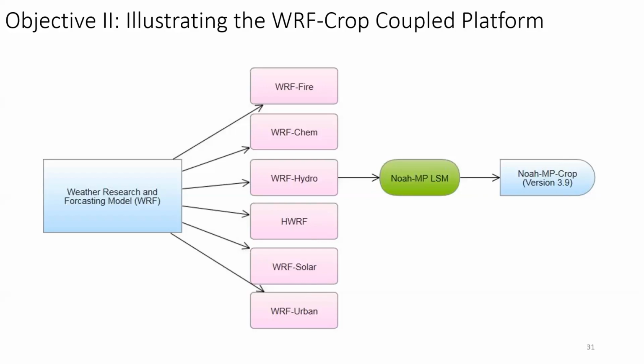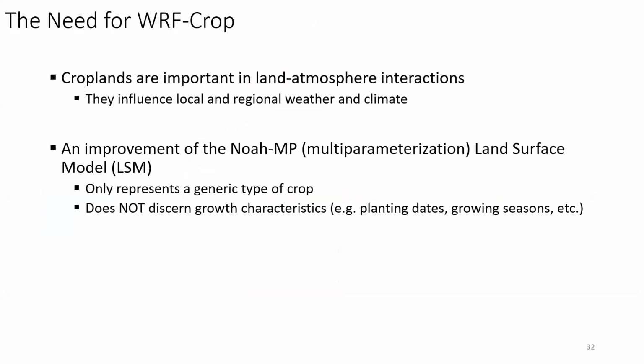In 2017, Noah-MP Crop became available as another land surface model option inside version 3.9 of the WRF atmospheric model. Now, initial use of the Noah-MP Crop land surface model inside WRF, meaning that the land surface model is coupled with WRF, shows reasonable simulation of both crops and weather within the U.S. Corn Belt. However, the Noah-MP Crop land surface model needs a little further development and testing before becoming a fully coupled platform, similar to what you saw on the previous page, like WRF-Fire or WRF-Chem or WRF-Hydro, etc.